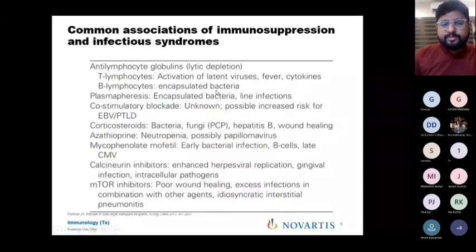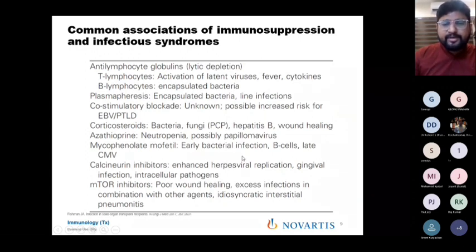When you use a co-stimulatory blockade, you are increasing the chances of infection with Epstein-Barr virus and the possible presentation of PTLD in these patients. Steroids, we all know, can increase any set of infection, whether bacteria or virus, but most importantly fungal infections increase after a heavy dose of steroids for rejection, and wound healing is also delayed. Azathioprine: neutropenia, possibly papillomavirus and other similar skin infections. Mycophenolate mofetil is very notorious for all sets of infections, mainly activating viral infections, and also presents lately with CMV, late CMV presentations.